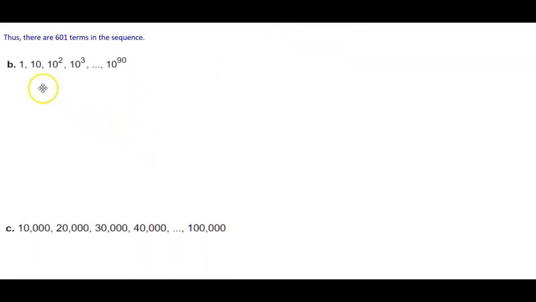Let's take a look at the next sequence. We have 1, 10, 10 squared, 10 to the third power, all the way to 10 to the 90th power. So if you notice here, this is a geometric sequence. And so we use the general expression for the nth term of a geometric sequence, with the first term being 1, and the last term, a subscript n, being 10 to the 90th power. The common ratio is 10, because 10 divided by 1 is 10, 10 squared divided by 10 is 10, and 10 cubed divided by 10 squared is 10.